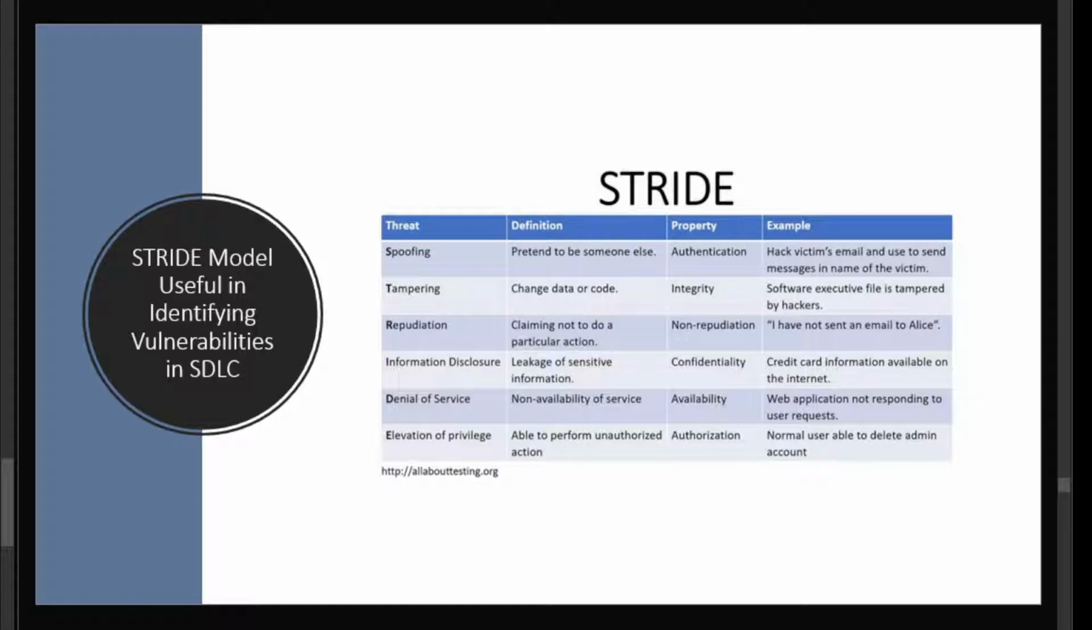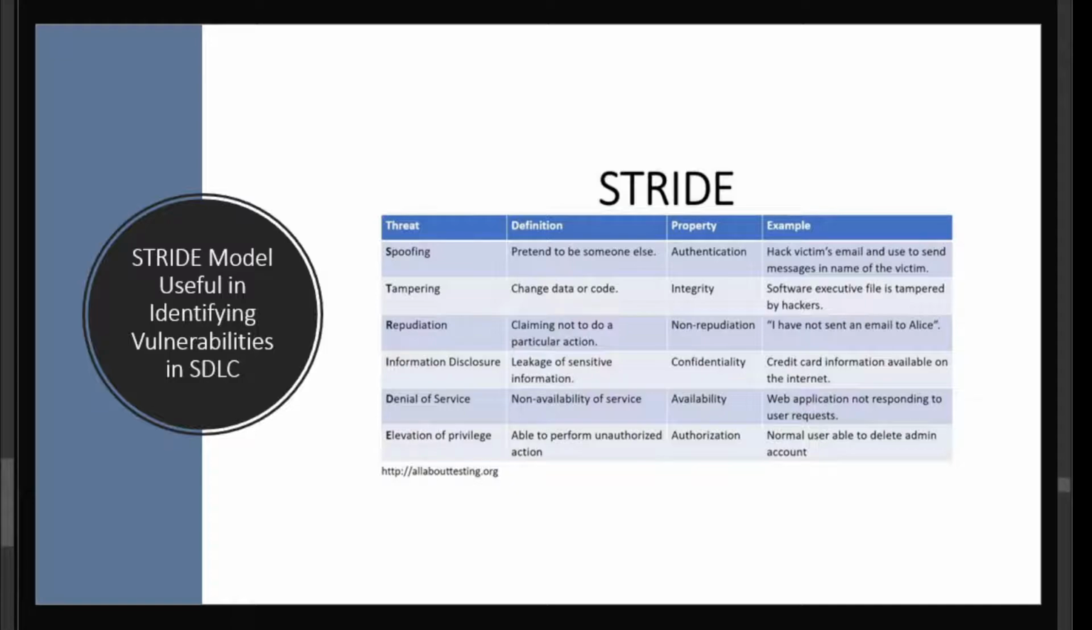Tampering would be changing data or code. This is a problem of integrity. An example would be a software executable file being tampered with by hackers. Repudiation, claiming not to do a particular action. The property that's breached is non-repudiation. I have not sent an email to Alice. Of course, who's going to prove it if you don't have non-repudiation? Information disclosure, leakage of sensitive information. This breaches confidentiality. Credit card information available on the internet is an example.